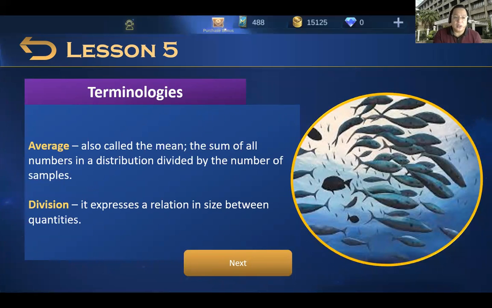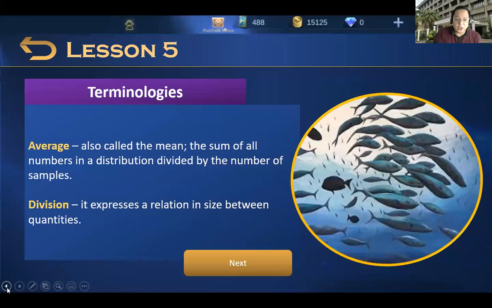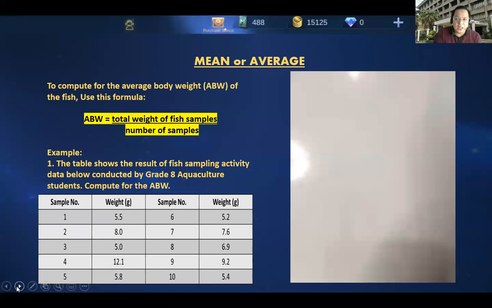For the terminologies we have here, the average, also called the mean, is the sum of all numbers in a distribution divided by the number of samples. Ratio expresses a relation in size between quantities. So let's start with the mean or average. To compute for the average body weight or ABW of the fish, use this formula: ABW is equal to the total weight of fish samples divided by the number of samples.